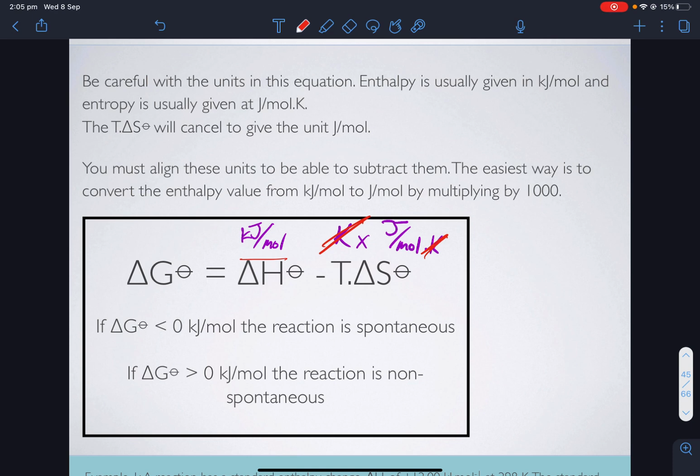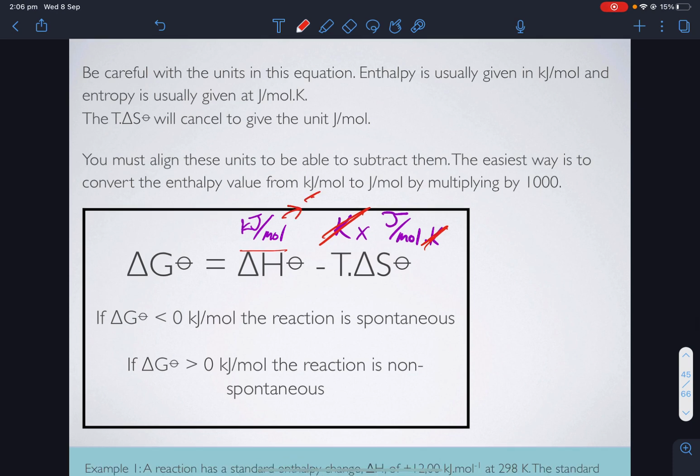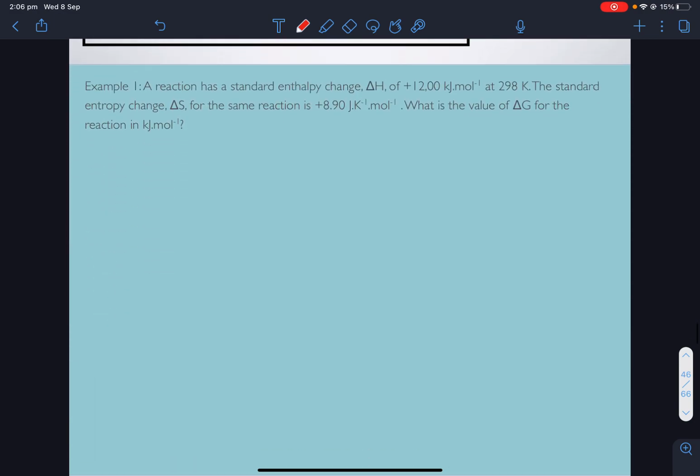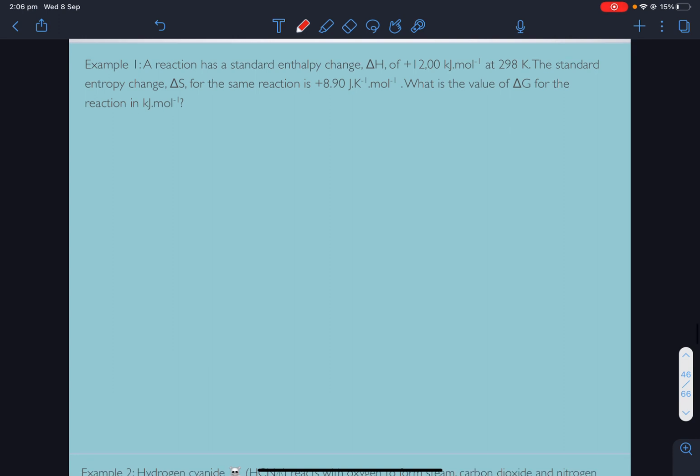Now, the easiest way to convert these so that the units align is to change the enthalpy value from kilojoules to joules per mole. Or the other way that you can do it is to make the entropy into kilojoules per mole by dividing it by 1,000. But you have to align those two units. Let's see how my examples are.